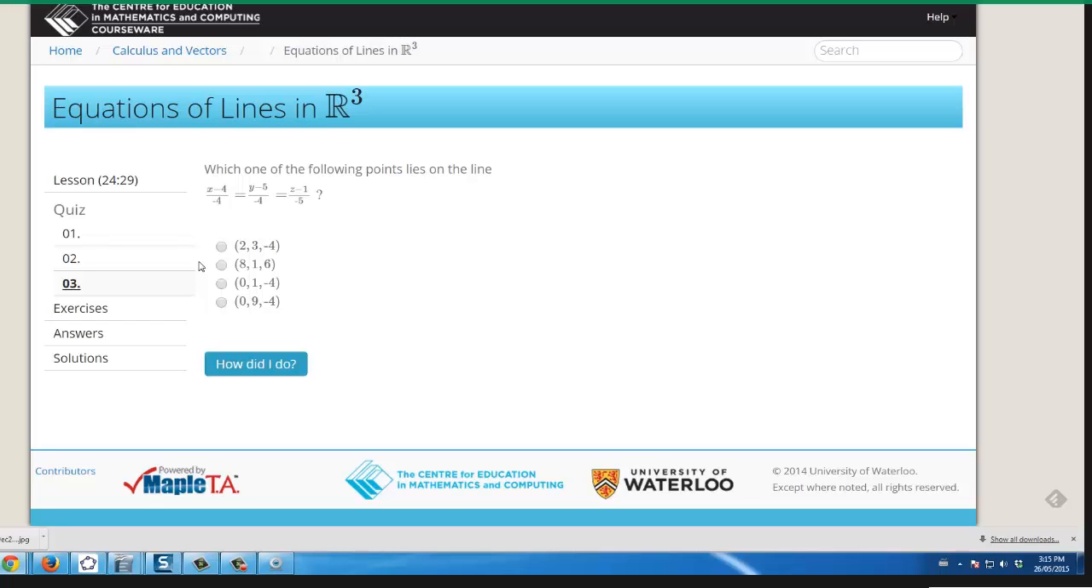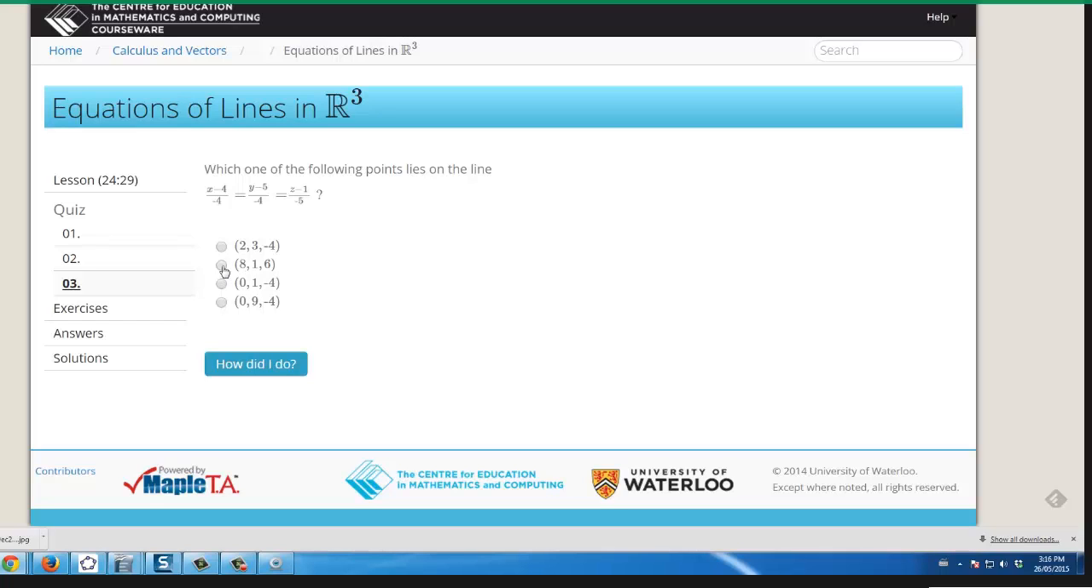Okay, take a look, RJ. Which of those points lies on the line? Boy, you have to do a lot of math to get this right, eh? So does the first one lie on the line? If x is 2, that's negative 2 over negative 4, that's 1/2. Y is 3, that's negative 2 over negative 4, so that's 1/2. If z is negative 4, that's negative 5 over negative 5, which is 1. So that one doesn't work.